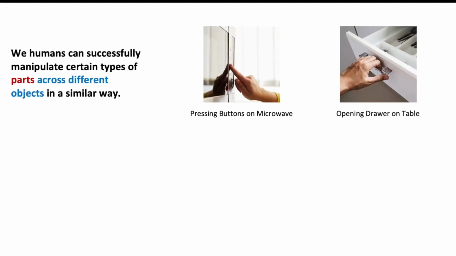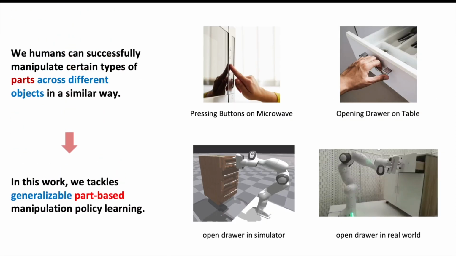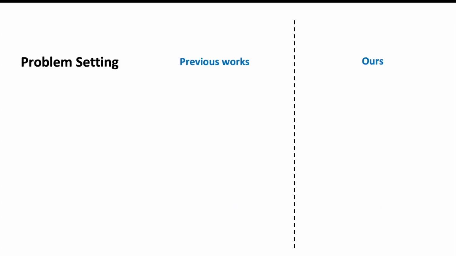Part-based manipulation is very common for our daily objects. When having a target part, we humans can successfully manipulate certain types of parts across different objects in a similar way. For example, we grasp the handle and pull out for the opening task. For an embodied agent, it's also important to manipulate objects by part to achieve their target. That's why in this work, we study generalizable part-based manipulation policy learning.